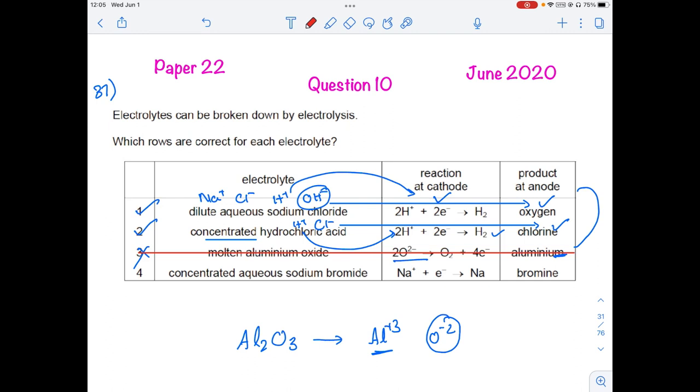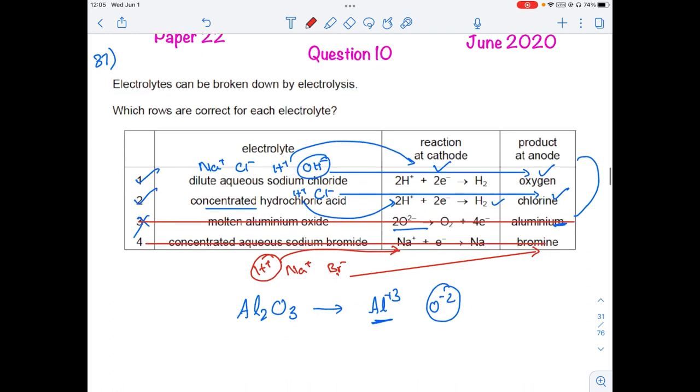Now concentrated sodium bromide. Concentrated sodium bromide is Na plus and Br minus. Now what will happen is bromine will go to the anode, that is 100% correct. Bromine goes to the anode, that is okay. Now we will also have H plus. So H plus will be forming hydrogen at the cathode rather than Na plus, because Na plus is highly reactive. It will continue to remain as Na plus rather than taking an electron and becoming Na. So hydrogen is less reactive and will take the extra electron. So therefore option number 4 is also wrong. That's going to be the answer.